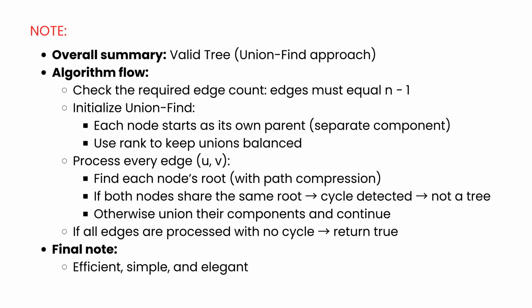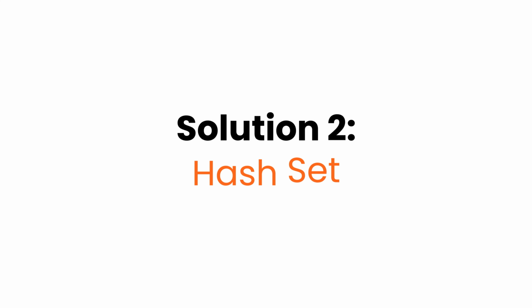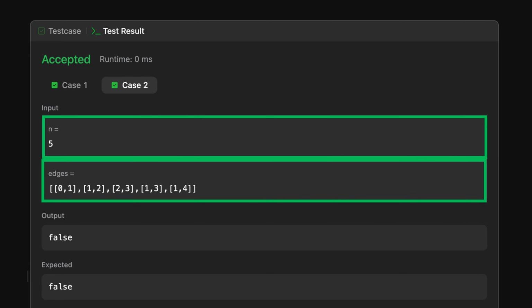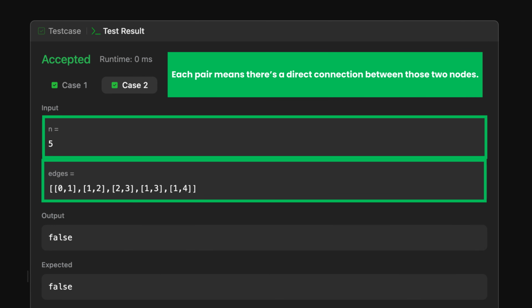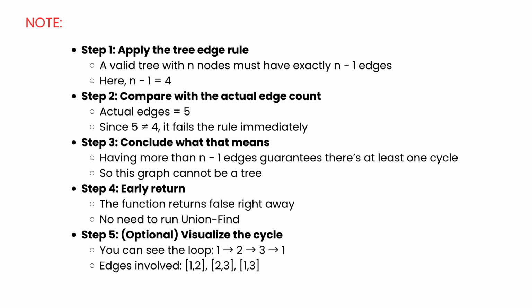Efficient, simple, and elegant. Let's test our function with n equals 5 nodes, 0 through 4, and these edges: 0,1; 1,2; 2,3; 1,3; 1,4. Each pair means there's a direct connection between those two nodes. Right away, the code applies the tree rule. A valid tree with n nodes must have exactly n-1 edges. Here, n-1 equals 4, but we actually have 5 edges.